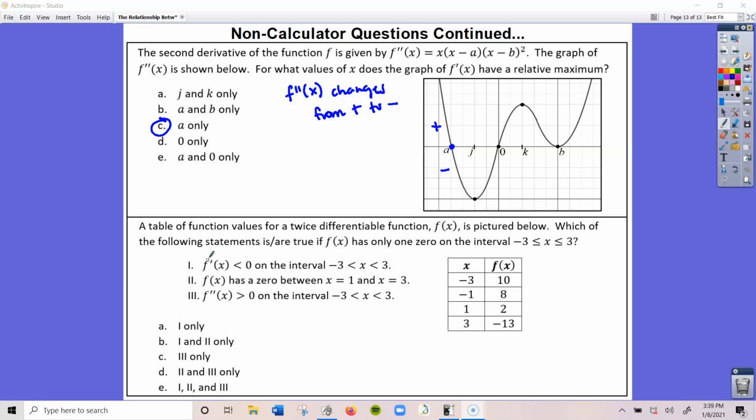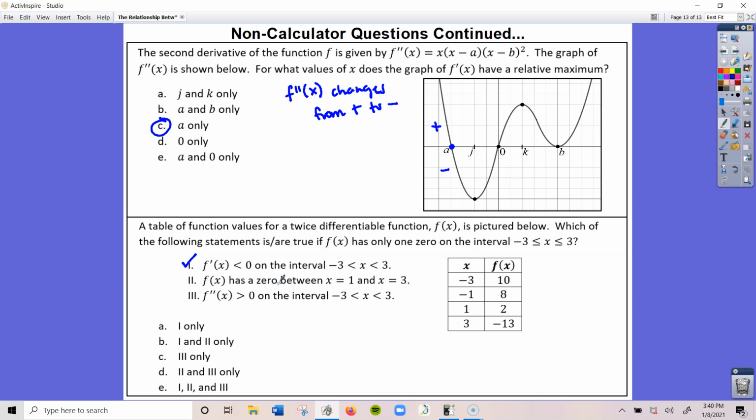So first it says f prime of x is less than 0 on the interval -3 to 3. So this is the chart here for my f of x values, and this is from -3 to 3. Now, if f prime of x is less than 0, that means that my function would be decreasing. And you can see here that we go from 10 to 8, then from 8 to 2, and then from 2 to -13. It is always decreasing. These numbers are getting smaller. So this is true.